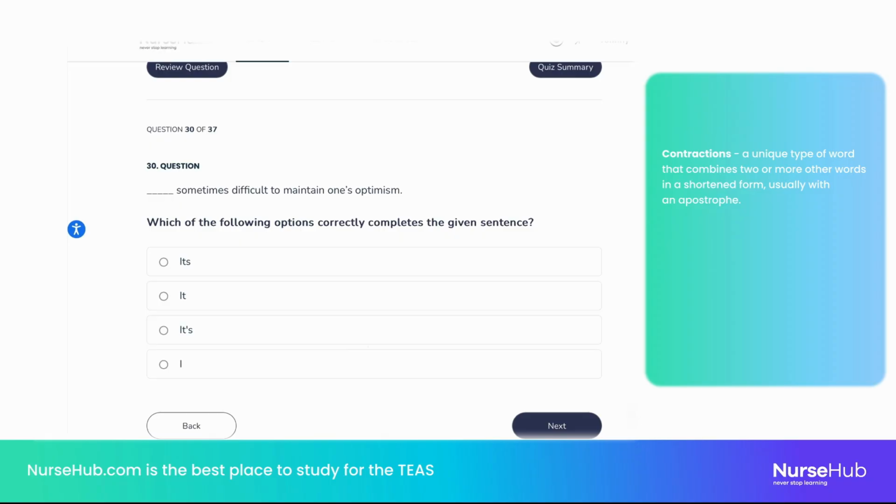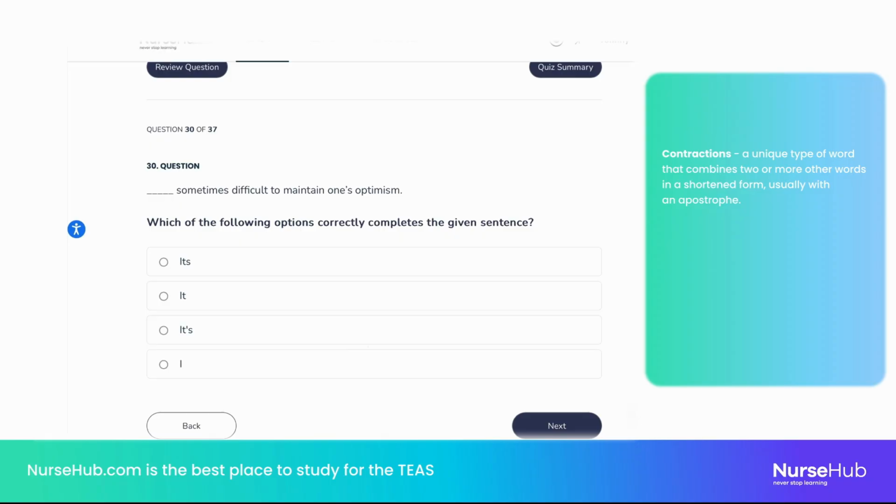All right, question number 30. Oh my goodness, as far as first digits go, we're in our last one. So we're 30 through 37 and we're done for today. You're doing great. Blank, sometimes difficult to maintain one's optimism. Which of the following options correctly completes the given sentence?